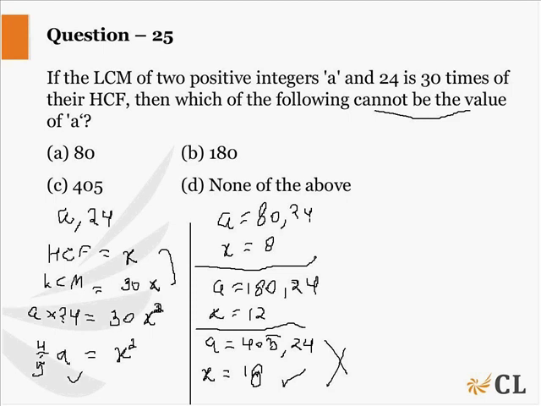Okay, so my right answer will be C. A and B are possible, C is not possible. The answer is C. Some of you must have this answer wrong, you must have marked B. Why? Because you have just checked that X has to be integer, which is coming in all the three cases. You had not checked the last part, that 18 should be HCF of 405 and 24. Right? That has to be satisfied also.